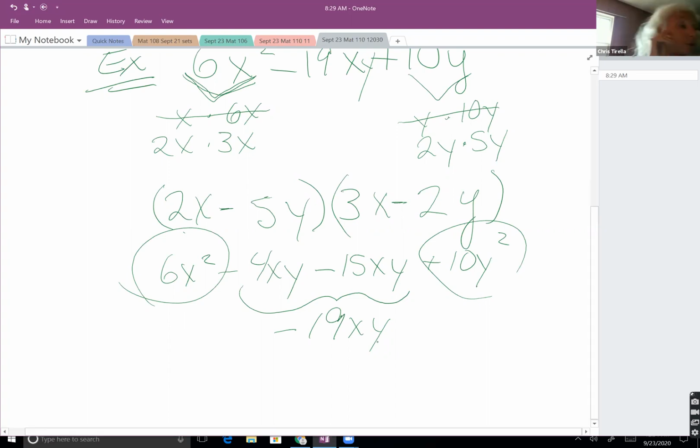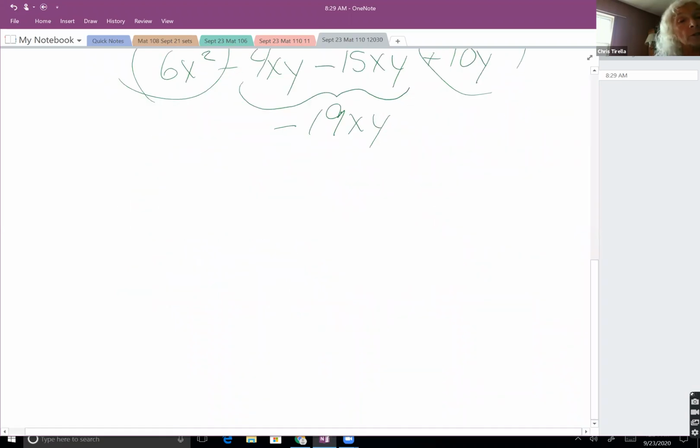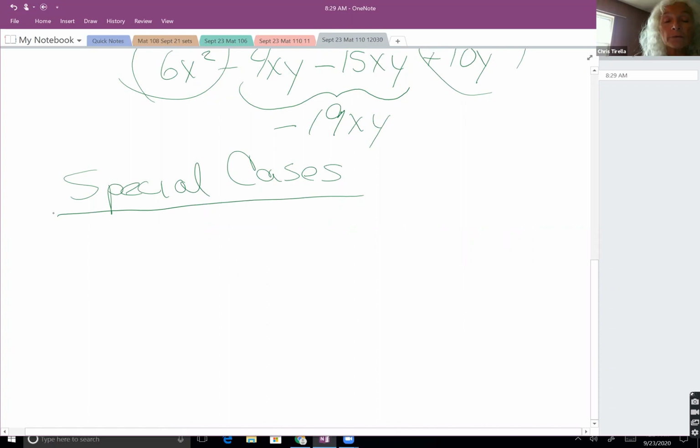All right, so that's general trinomial factoring. In addition to general trinomial factoring, there's a couple of special cases of factoring that we're going to look at today. And the first special case for factoring is a perfect square trinomial.